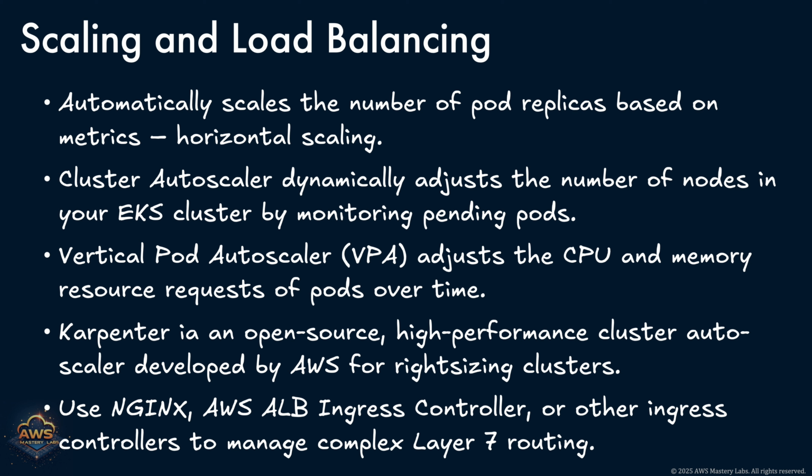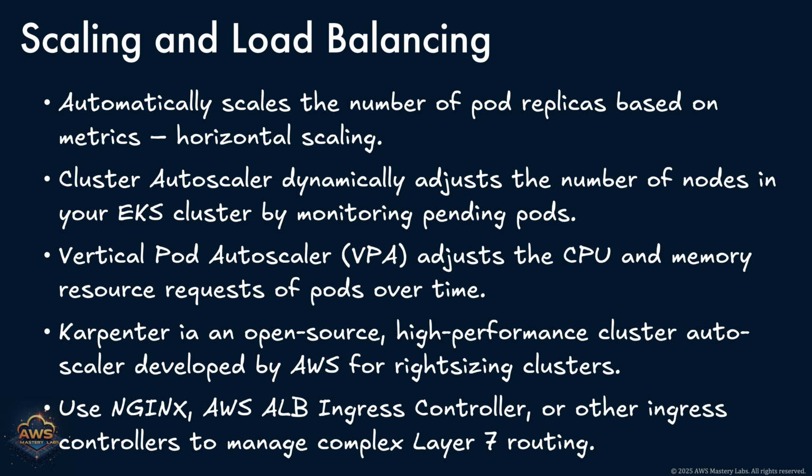One of the key advantages of running workloads on Amazon EKS is the ability to scale dynamically and efficiently balance traffic, ensuring both performance and cost optimization. Let's explore how scaling and load balancing work within the EKS ecosystem. At the application level, the horizontal pod autoscaler monitors metrics like CPU utilization or custom metrics through Prometheus or CloudWatch. When demand spikes, it increases the number of pod replicas. When load drops, it scales them back. This ensures your application scales in real time based on demand without over-provisioning.